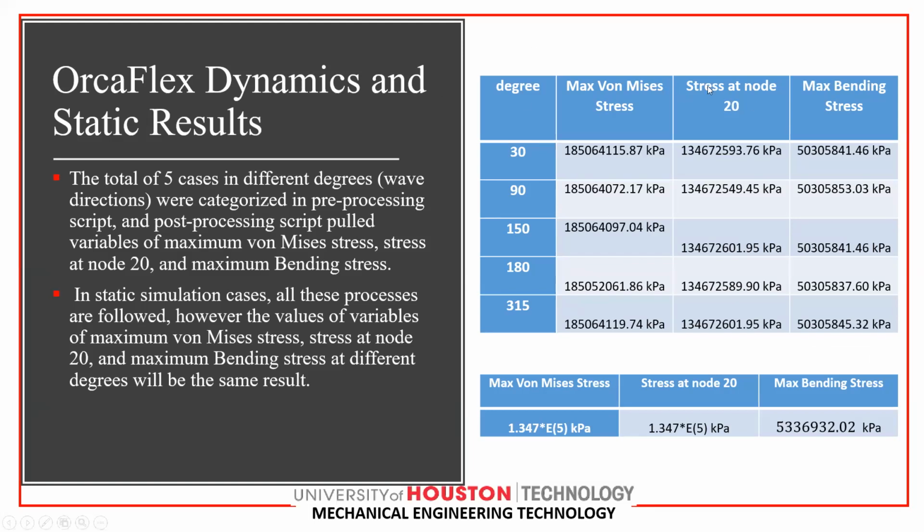So this figure, or this chart, is the dynamic case result for the 30, 90, 150, 180, 350 degree for the maximum wall mass stress, stress at node 20, and maximum bending stress. And the minimum value for the maximum wall mass stress belongs to 180 and is equal to 185,052,061.86 kilopascal. And the largest value belongs to 215 degrees and is equal to 185,064,119.74 kilopascal.